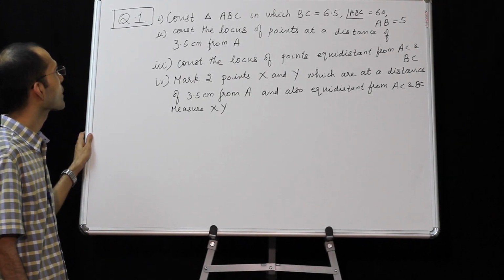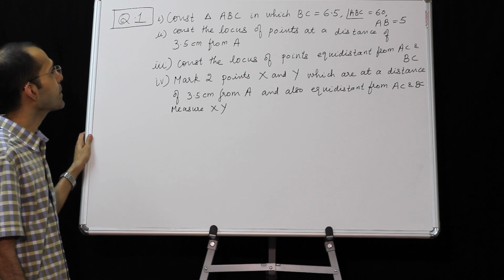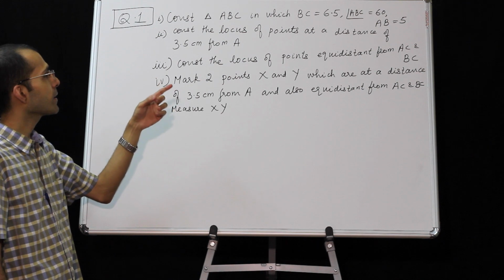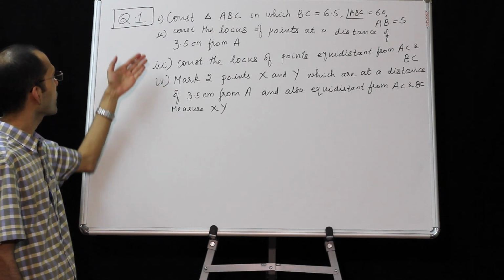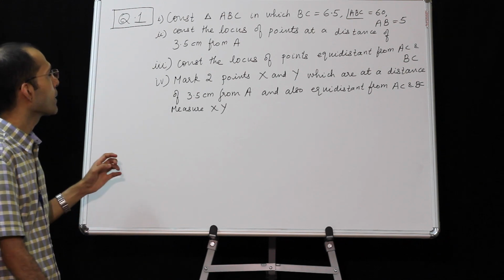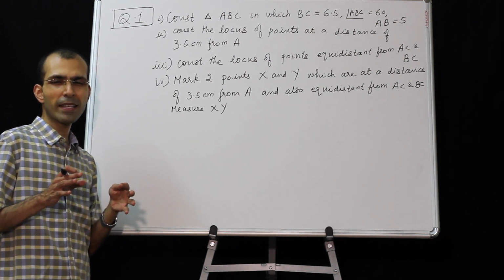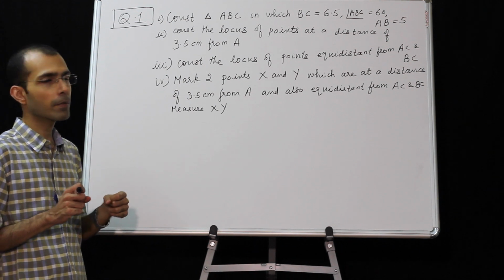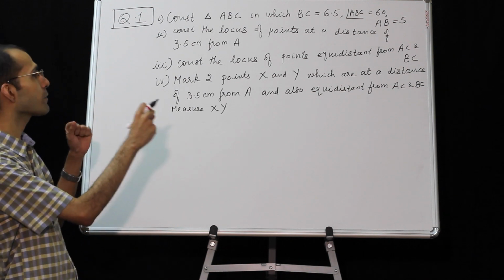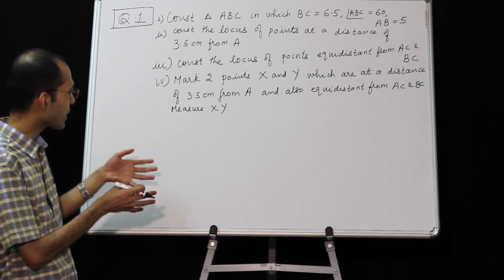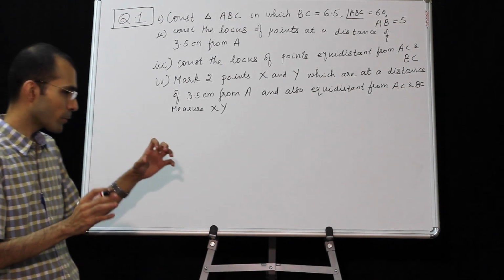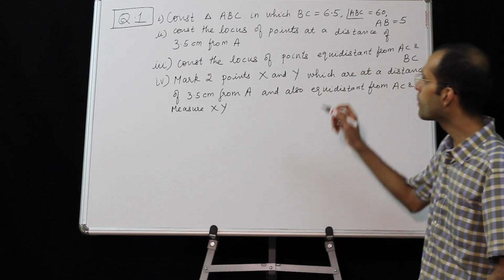Question 1. Construct triangle ABC in which BC is 6.5, ABC is 60 degrees, AB is 5 centimeter, and then certain conditions are given. Now, rough figure does not carry any marks as such in the board exam, but it is very essential to draw the rough figure to get an idea as to how the final figure will look like, and what should be our course of action. So we will just try to get a sketch how we go about this.